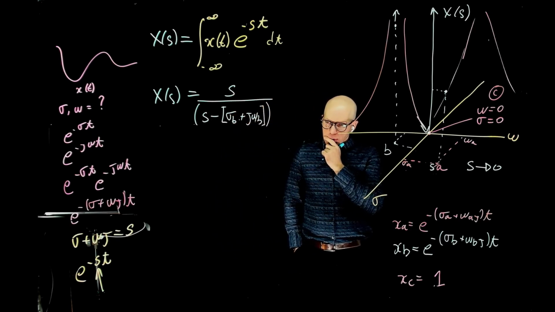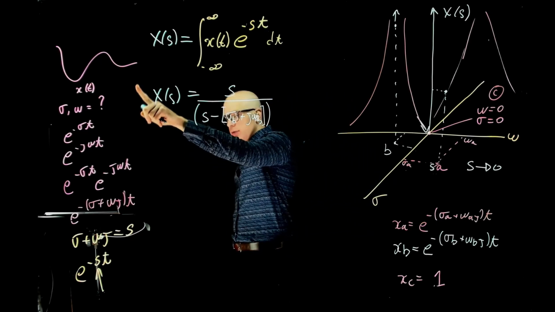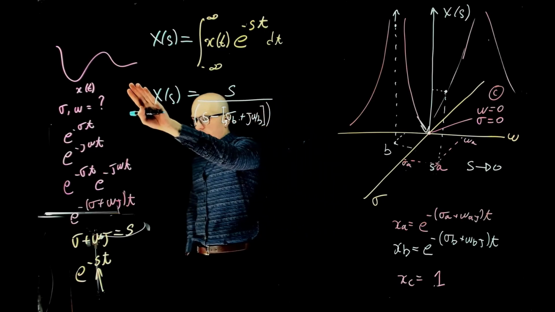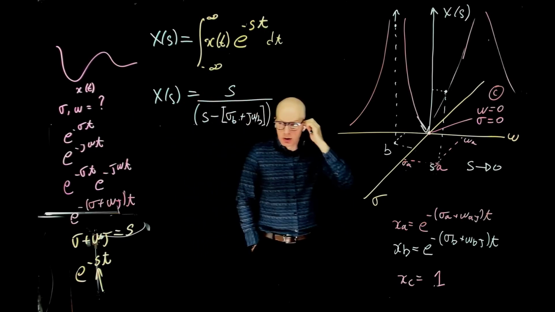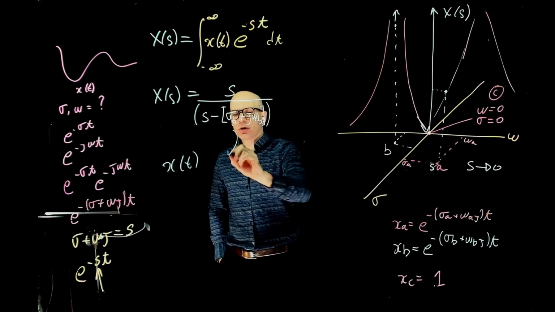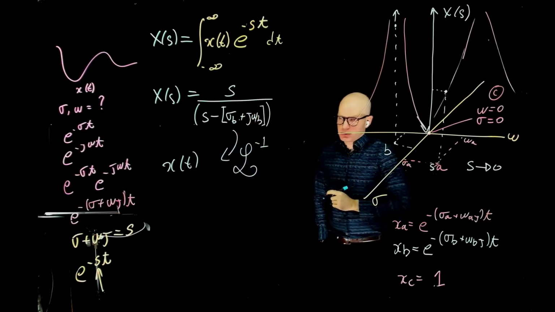Okay. And this is now the Laplace transform of x of t. It's as simple as that. This is the Laplace transform of x of t. And if you want to find x of t, we need to now go back and do the inverse Laplace transform.